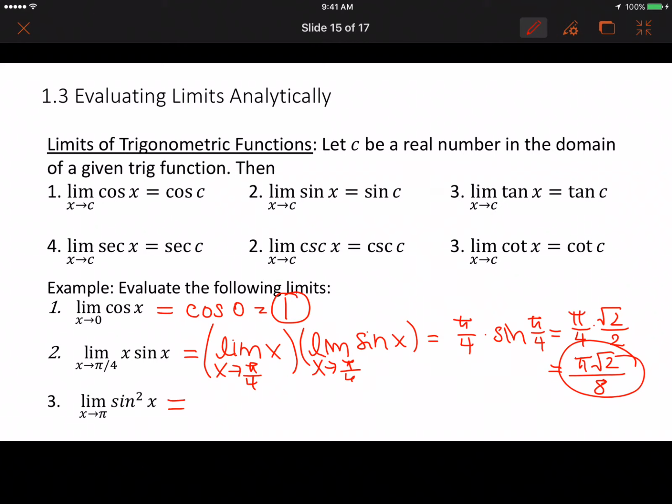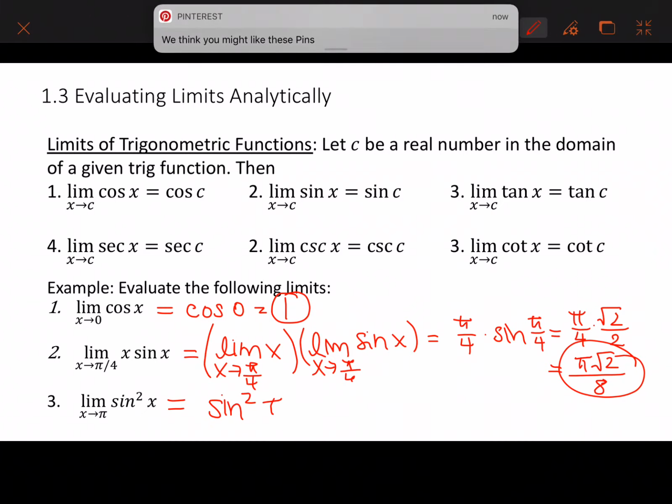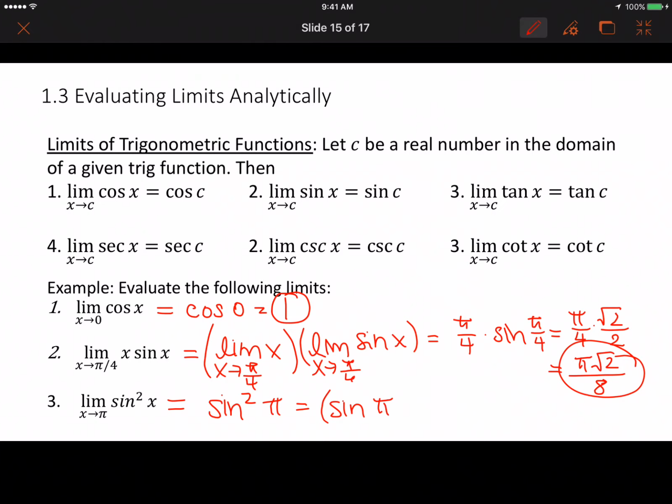Sine squared is just sine times sine. So this again lets us use the property that we're allowed to multiply by the individual limits. So this is just going to be the sine squared of pi, which is sine of pi squared, which is 0 squared, which is 0.